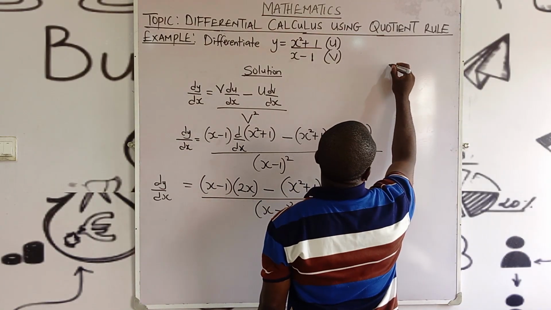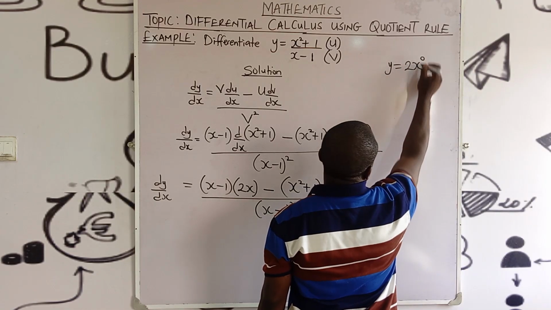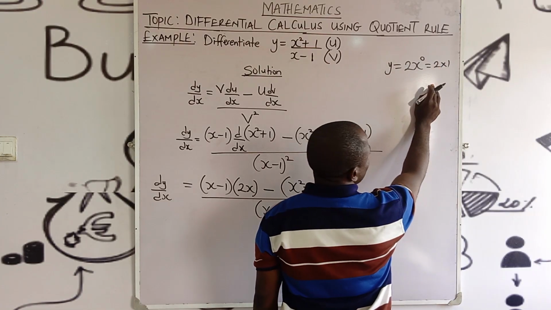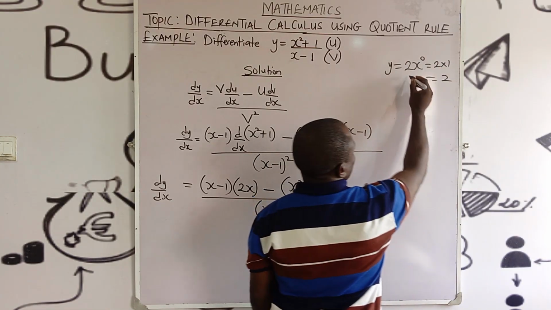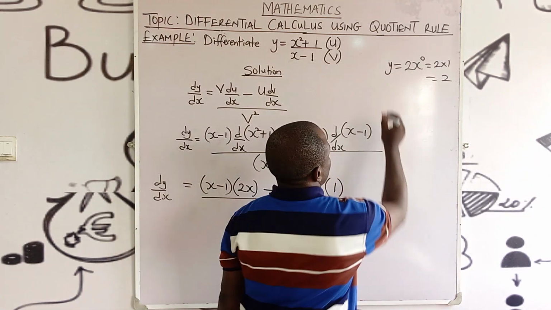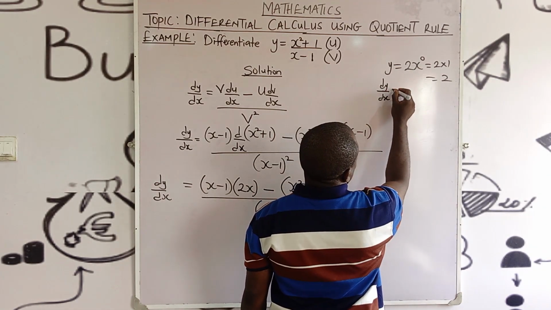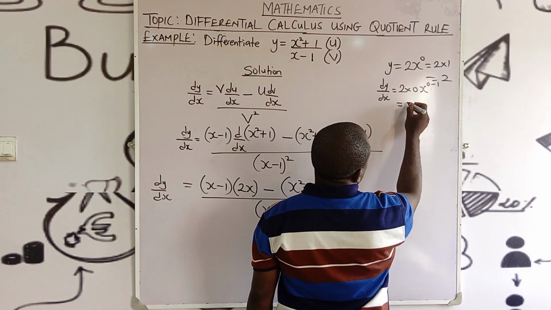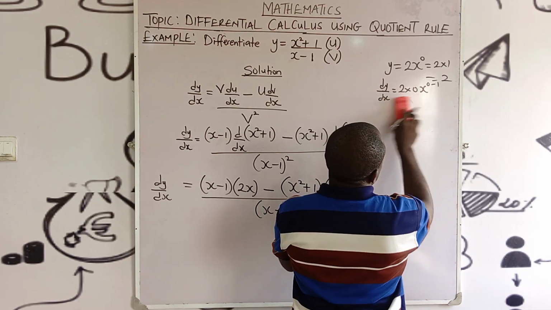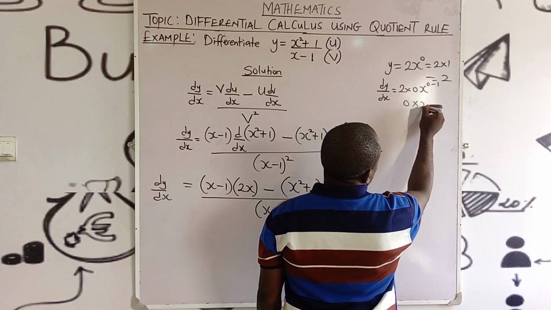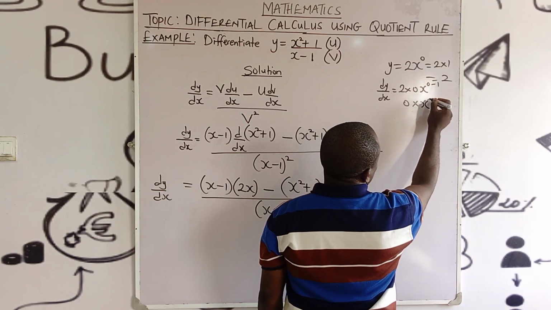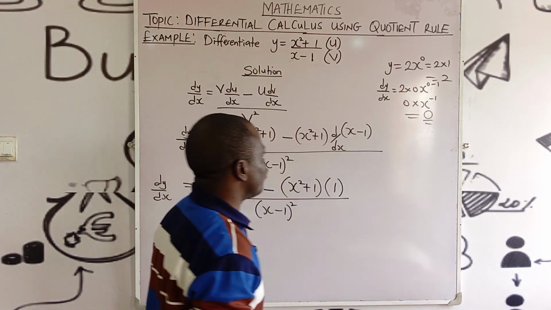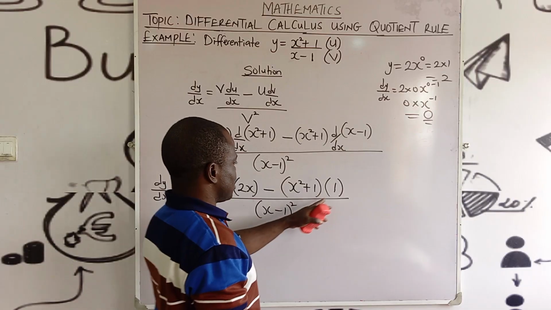Don't forget that when you're having a number like this, y equals 2x raised to 0, the same thing as 2 times 1, because x raised to 0 is 1. 2 times 1 will give you 2. That means that 2x raised to 0 is the same thing as having a constant. And when you are differentiating it, dy over dx equals 2 times 0 times x raised to power 0 minus 1, which is 0. That is, differentiation of a constant is 0.